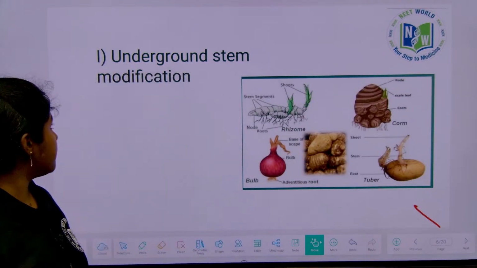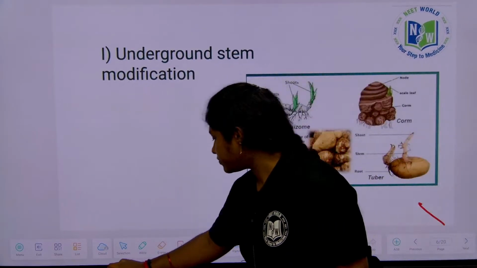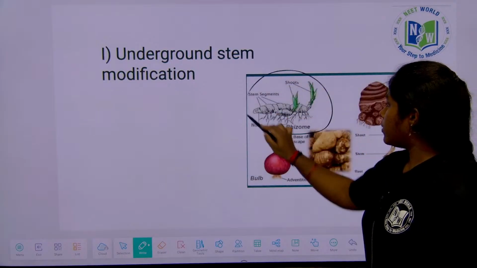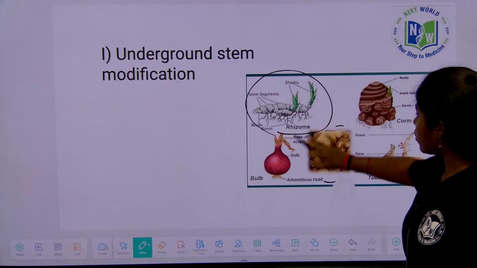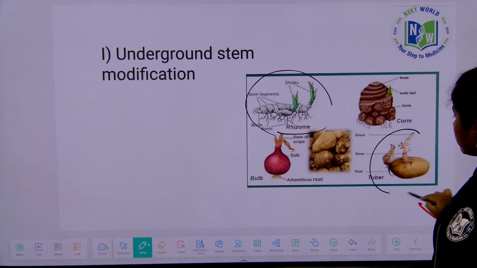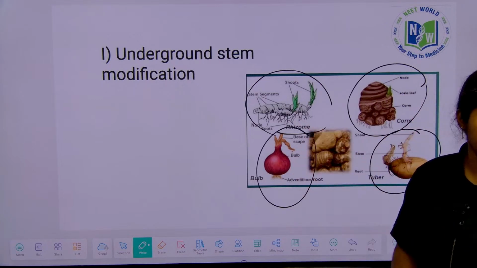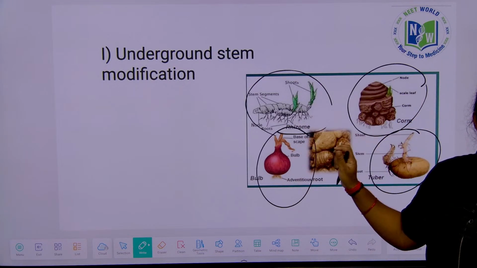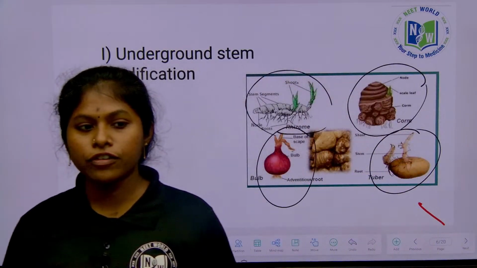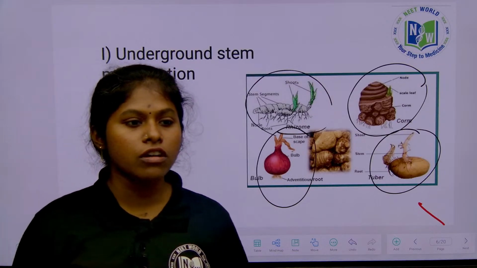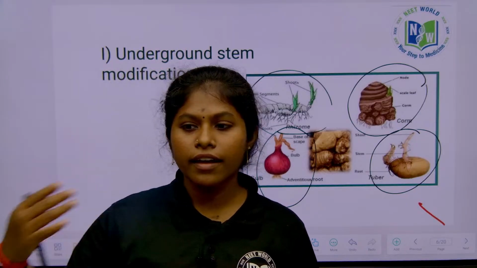Tell me, these are underground stem modifications. The examples are rhizome of ginger, turmeric. Potato is a tuber, corm is colocasia, and bulb is onion. These are the underground stem modifications. Why are they modified into underground stems? To store food, and they are also organs of perennation, to survive for the next season, particularly for germination in the next season.